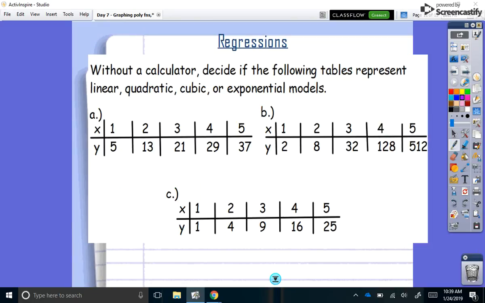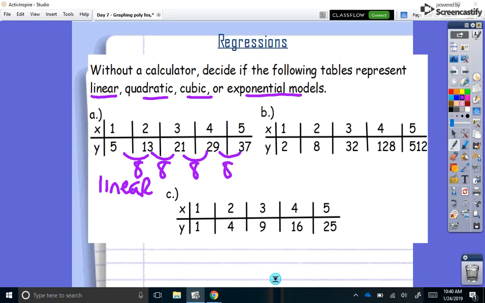Okay, quickly, we're going to go through how to do different regressions in your calculator. So you can determine with a table if the table represents a linear, quadratic, cubic, or exponential model. If it's linear, the first differences are the same on your y values. So here's what I mean. 37 minus 29 is 8. 29 minus 21 is 8. 21 minus 13 is 8, and so on. The first differences are the same, so that table is linear.